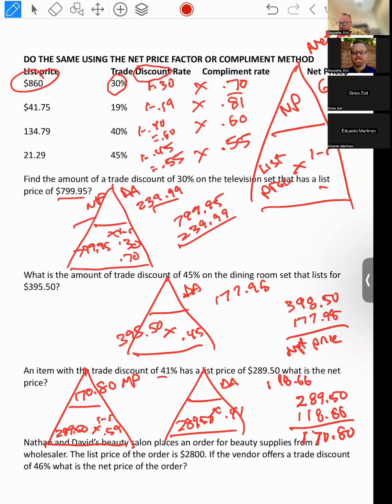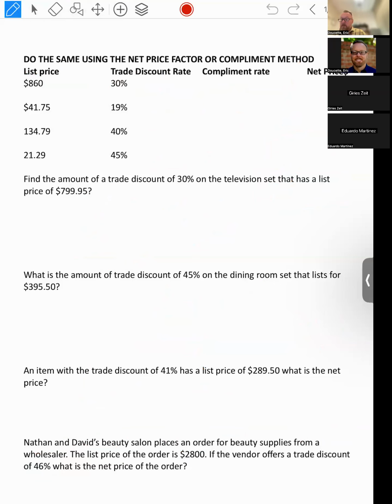Right, Nathan and David's beauty salon places an order for beauty supplies from the wholesaler. The list price is $2,800. The vendor offers a 46% trade discount. What is the net price of the order? So I think I have to go to the next page, but I'm just going to erase everything on this page and just do it here.